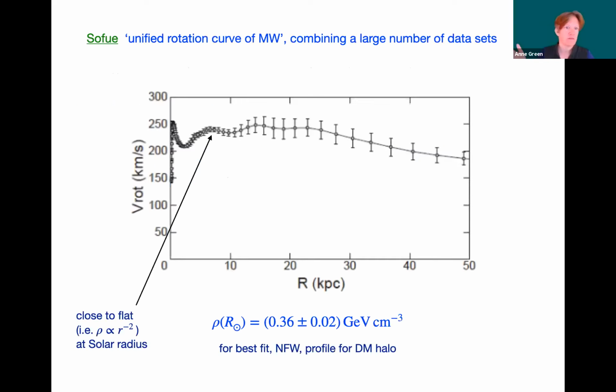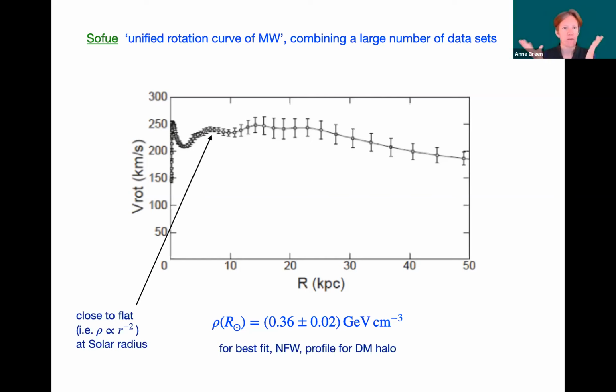So there are loads of different ways of doing this. I've just picked one because this person seems to be an expert on the rotation curve of the Milky Way, something they've worked on for many, many years. And so we looked at rotation curves of spiral galaxies back in section two for the evidence for dark matter. Here's the rotation curve of the Milky Way.